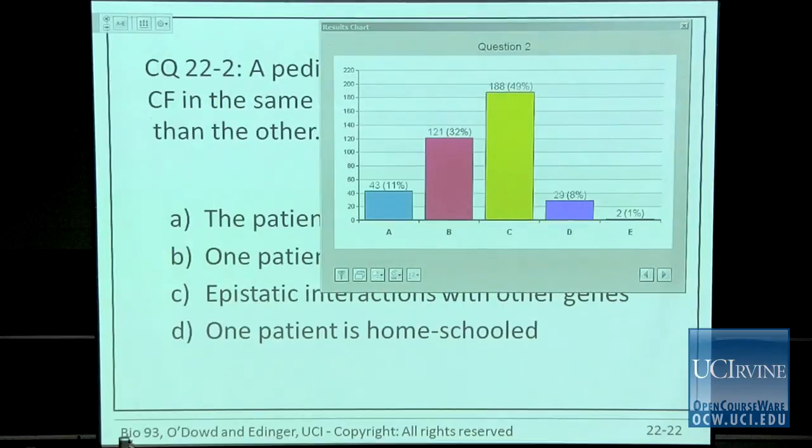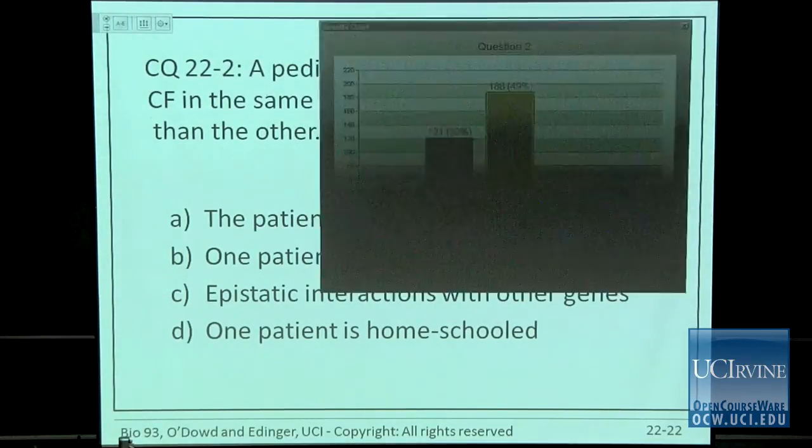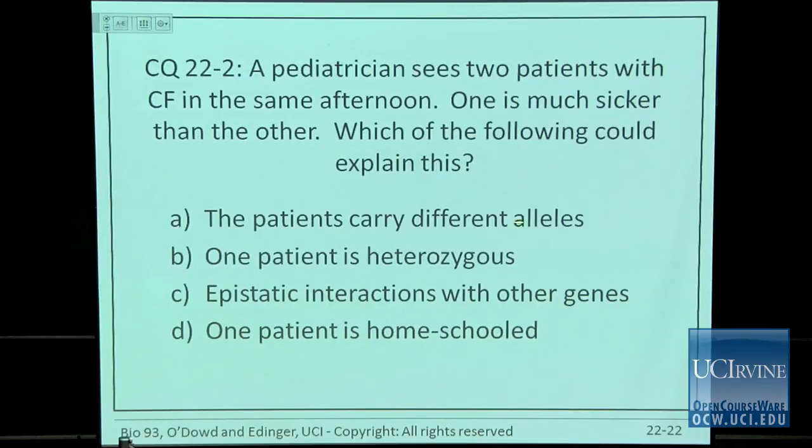All right, so a lot of you guys like C. I'm surprised, because I just told you all about this. The patients carry different alleles, right? But actually, any of these answers are right except B. And you guys laughed at this, but why is homeschooled relevant? Yeah, they're not getting infections because they're at home. They're not exposed to many kids, so they get less scarring in their lungs. So nice job. Enjoy your break.